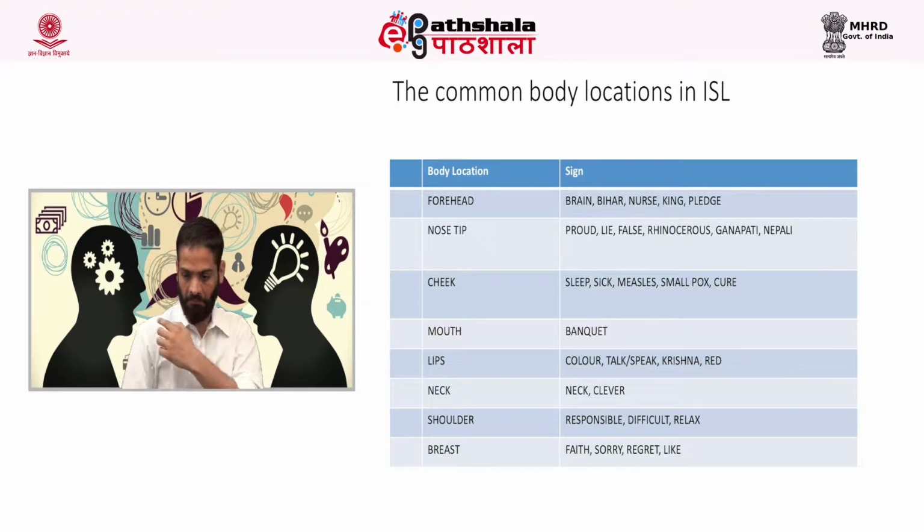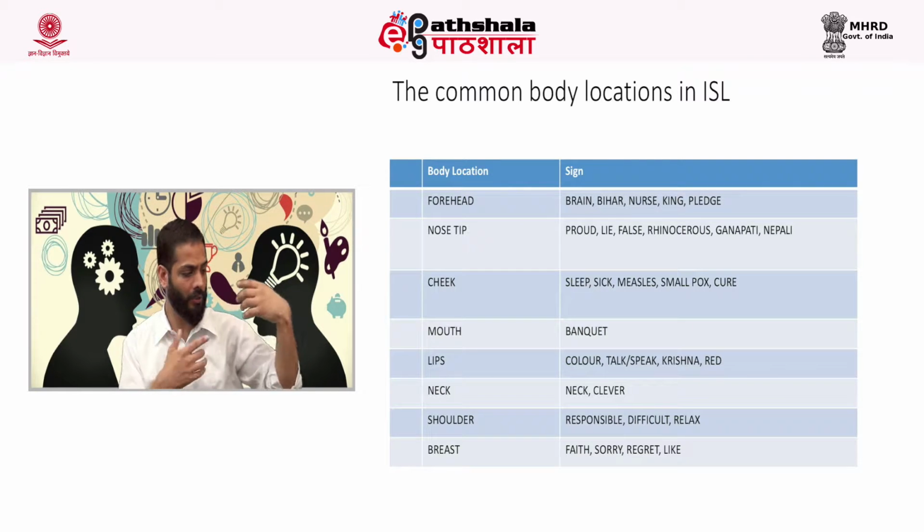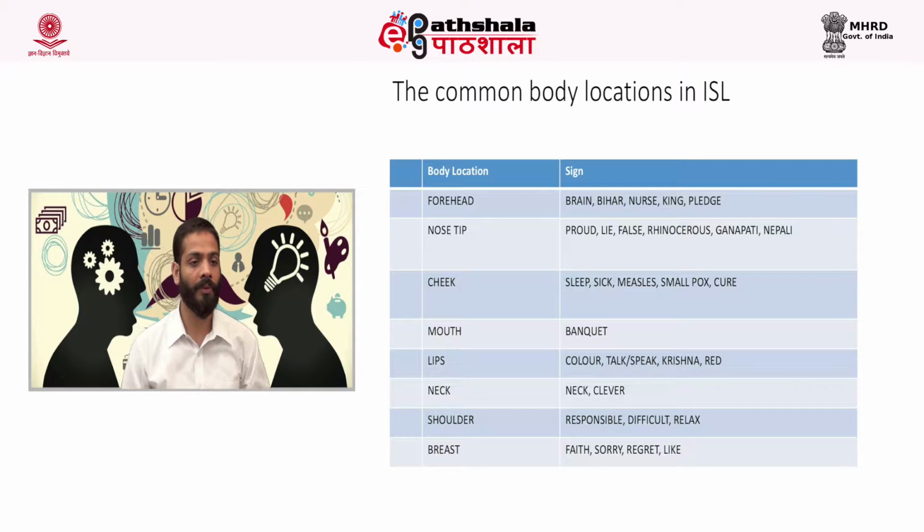The next location is shoulders. So the words which can be signed on the shoulder are responsible, difficult. There are two signs for difficult. One is signed on the shoulder, the other is signed in the front of the chest.